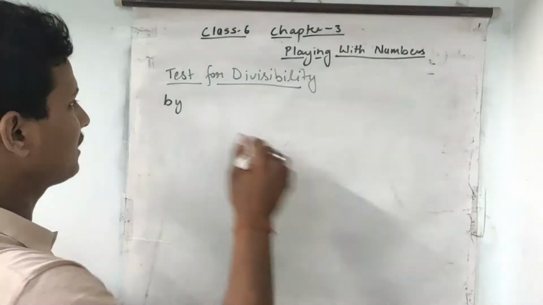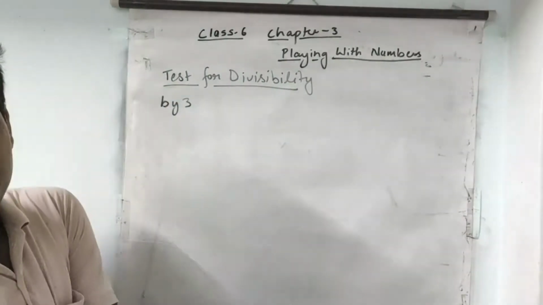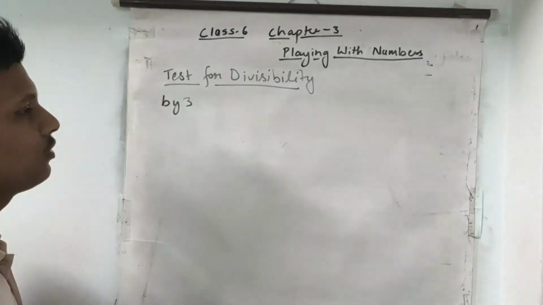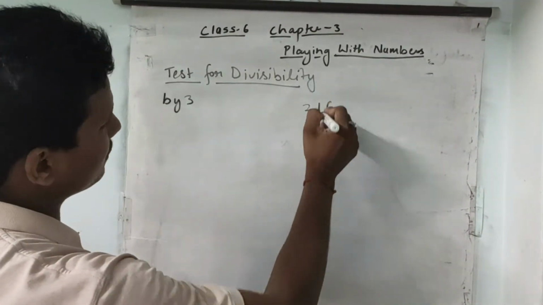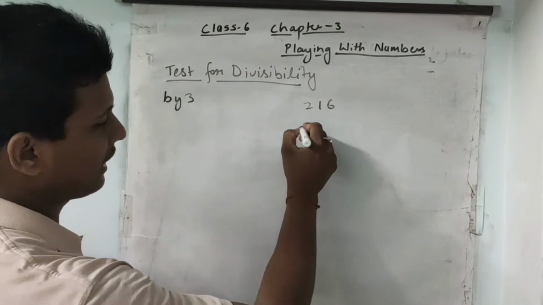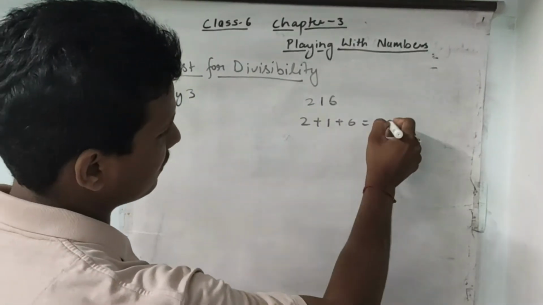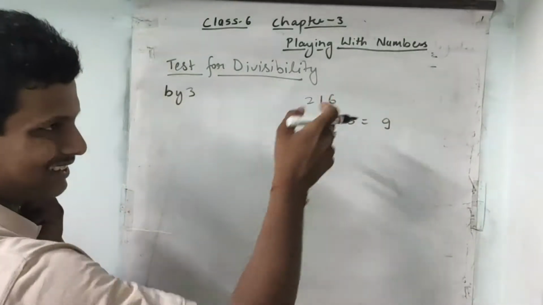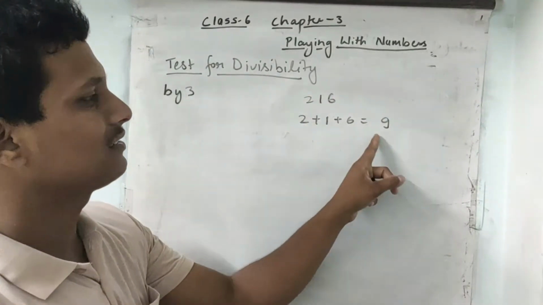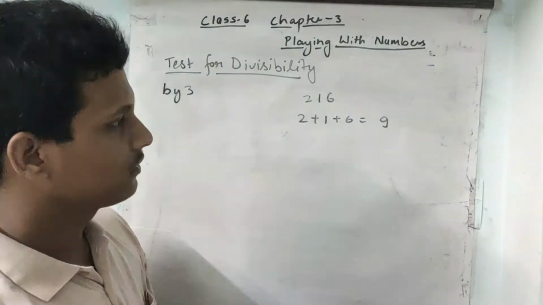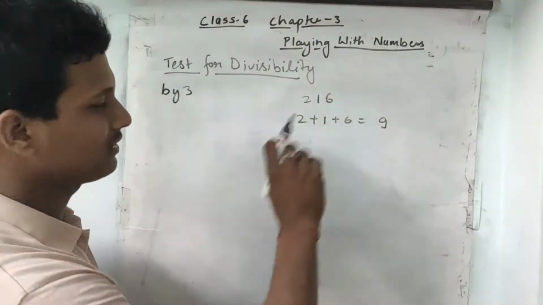Next is divisibility by 3. For checking the divisibility by 3, what we need to do here, just we need to add the digits of that number, and if the sum of the digits is divisible by 3, then the whole number is also divisible by 3.